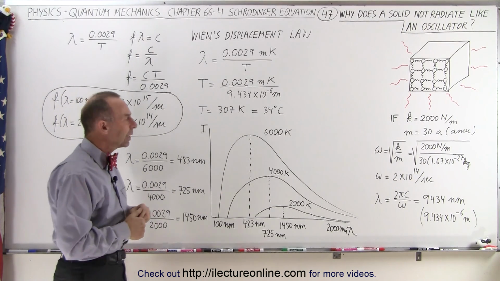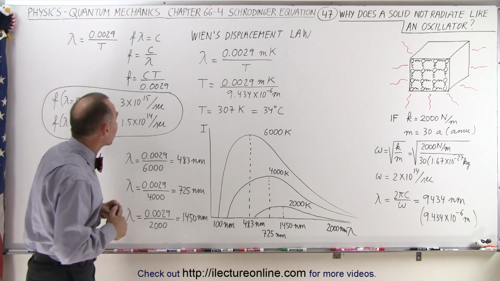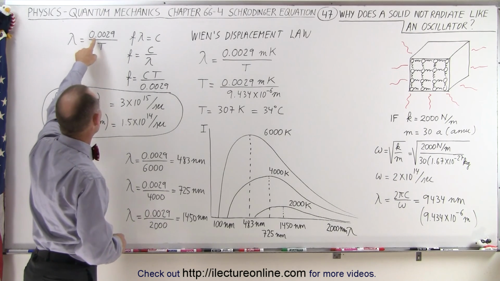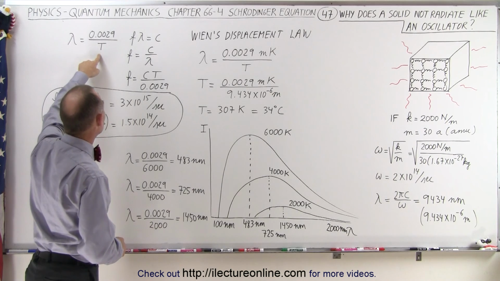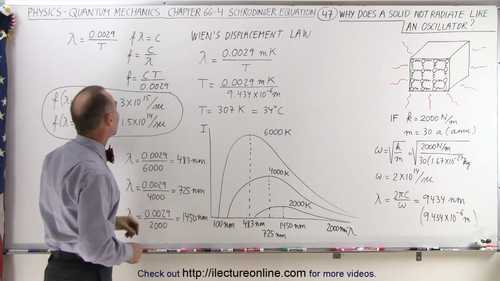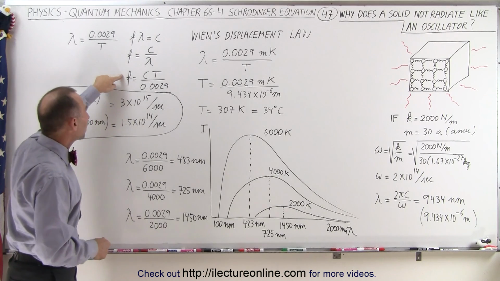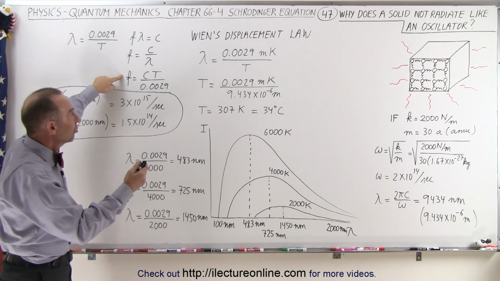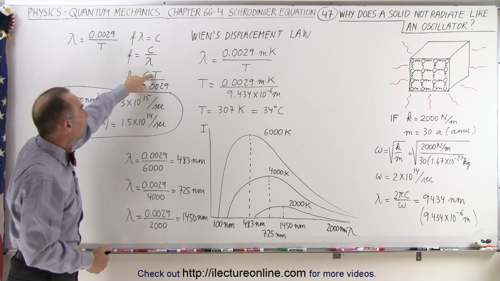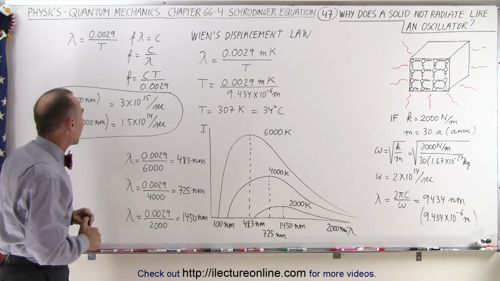How does that happen? Well, let's take a look at those frequencies first. If we realize that the wavelength is equal to 0.0029 divided by the temperature, and we know that for a photon the frequency times the wavelength equals the speed of light, we can then say that the frequency of the oscillations that would produce a certain wavelength would be equal to c times T divided by 0.0029.